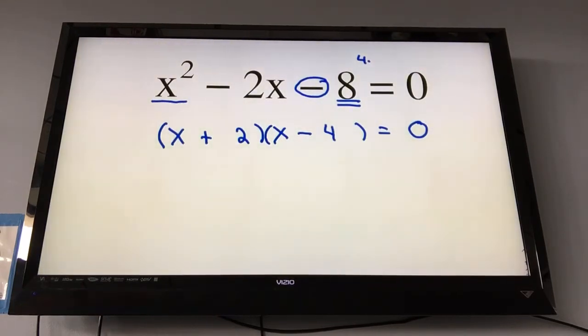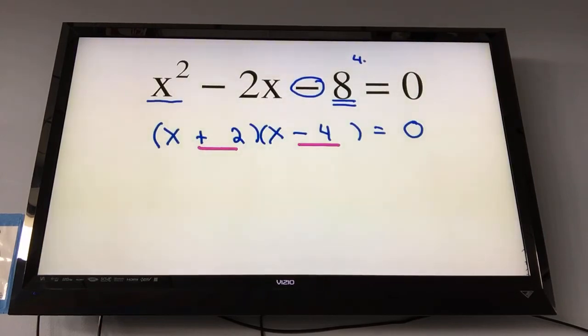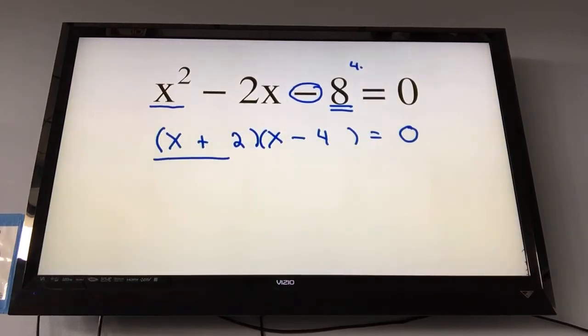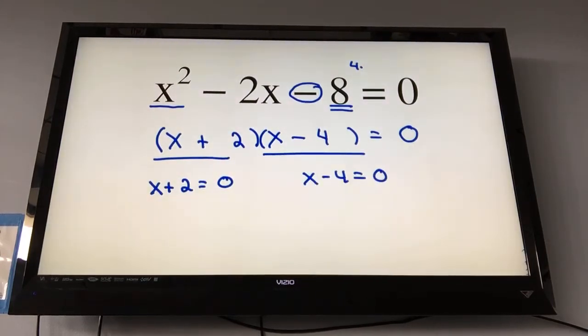So remember, that's our shortcut kind. Those 2 numbers right there that we picked to get 8 should also add to give me that. Okay? Then I'm ready to get my answers. So either x plus 2 is 0 or x minus 4 is 0.